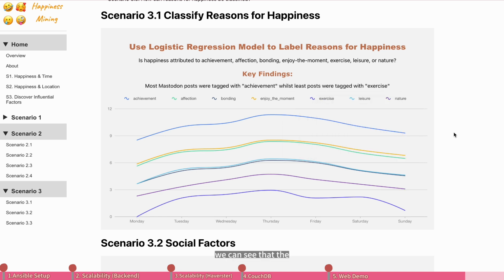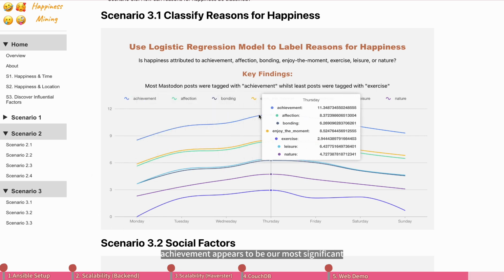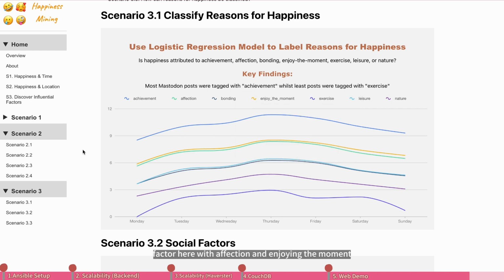We can see that on our graph here, which is a log graph of our total tweets on the y-axis, and then on the x-axis we have the day of the week, and we can see that achievement appears to be our most significant factor here, with affection and enjoying the moment second and third. Our least significant factors are exercise and nature.